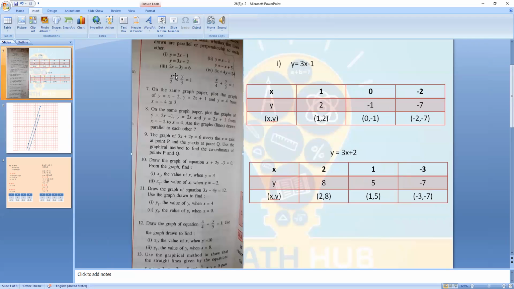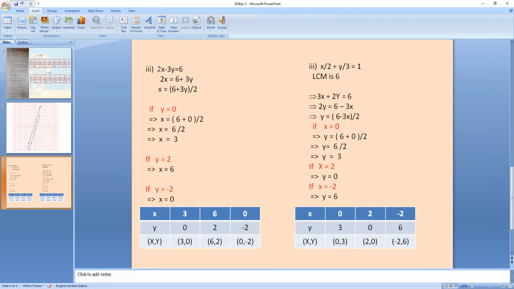How can we find points for this type of equations? 2x minus 3y equal to 6 and x by 2 plus y by 3 equal to 1. So first, we have to convert these two equations into normal linear equations. So see here, given it is 2x minus 3y equal to 6. So make the variable with the least coefficient as the subject on the LHS side.